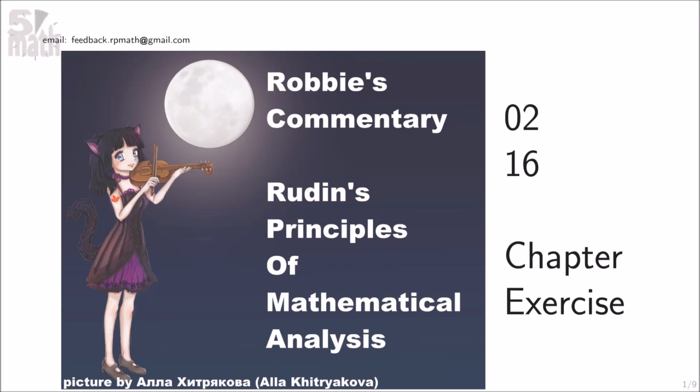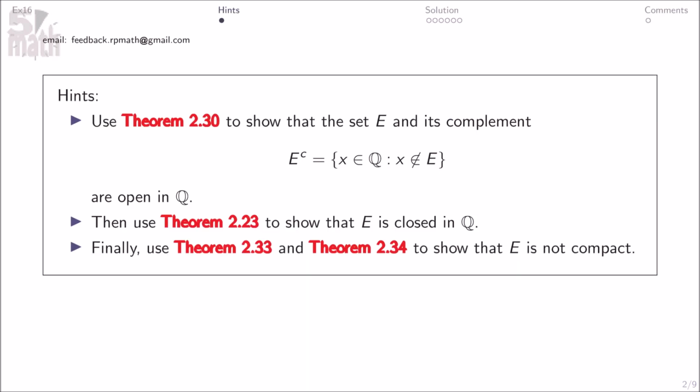Chapter 2, Exercise 16. Hints. Use Theorem 230 to show that the set E and its complement, E complement, equaling this, are open in Q. Then use Theorem 223 to show that E is closed in Q. Finally, use Theorem 233 and Theorem 234 to show that E is not compact.